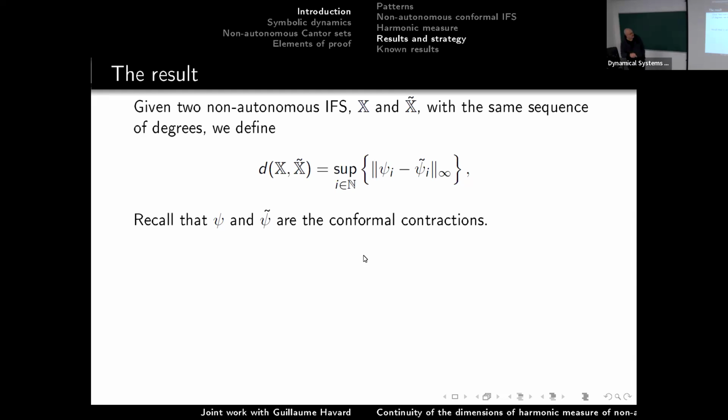I take two IFS with the same sequence of degrees, that is, the patterns at every step have the same number of domains. Okay. And I define this metric, which is really a pseudometric, let's say. It's just the infinite norm of the difference of the psi's.